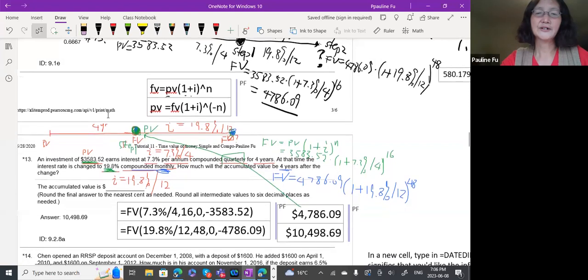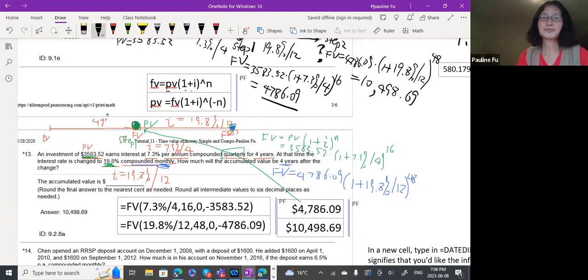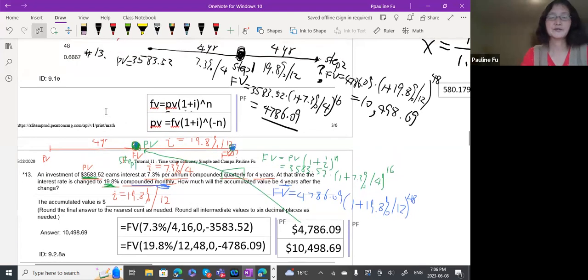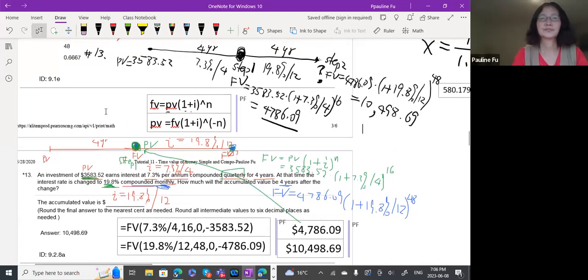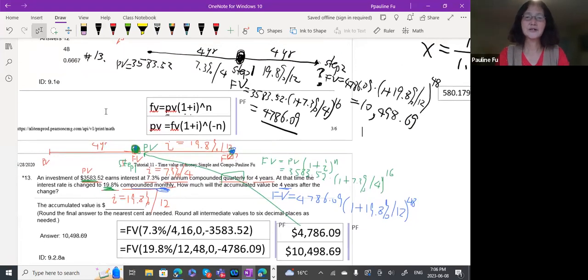Okay, and so this number will give you $10,498.69. So this is our final answer. 2 steps question for question 13. Use the future value formula.